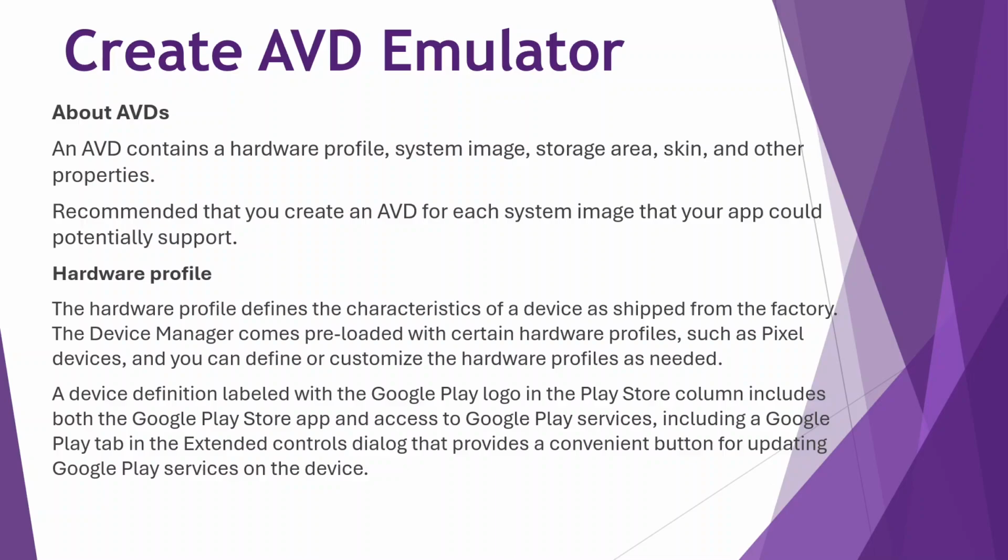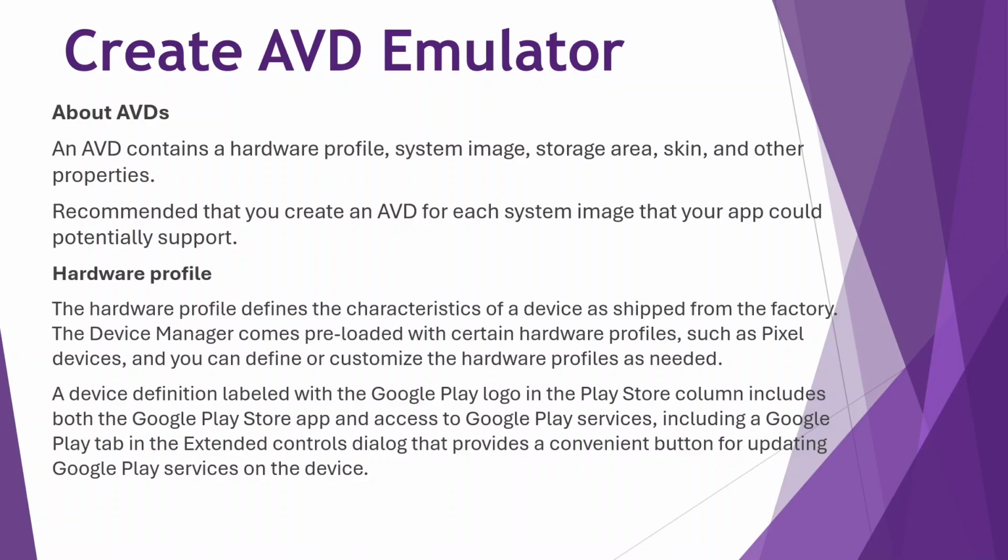So the device manager comes preloaded with certain hardware profiles, such as Pixel devices, resolution, right? All these properties, and then the screen size. All these configurations come when you create an AVD emulator, and you can define or customize the hardware profiles as needed. A device definition labeled with the Google Play logo in the Play Store column includes both the Google Play Store app and access to Google Play services.